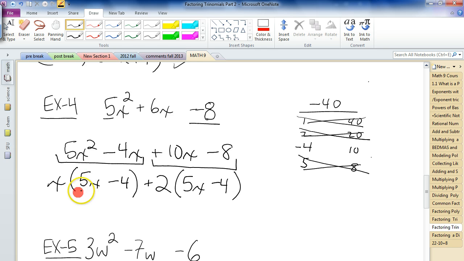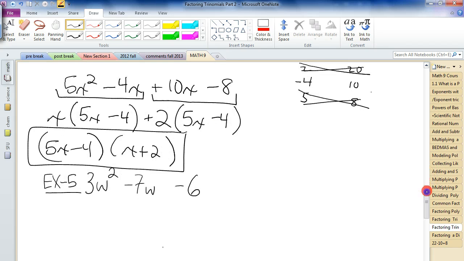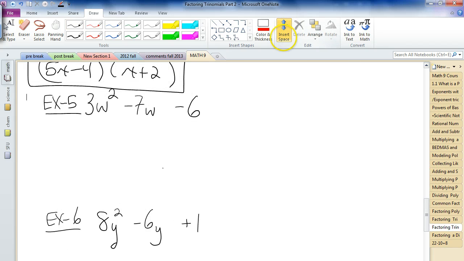What's the common factor here? 5x minus 4, 5x minus 4. We pull out a 5x minus 4. What are we left with? X and a plus 2. That is the correct answer. If you don't believe me, FOIL it out, and you'll get that. Keep it going. I'm going to need more space here.